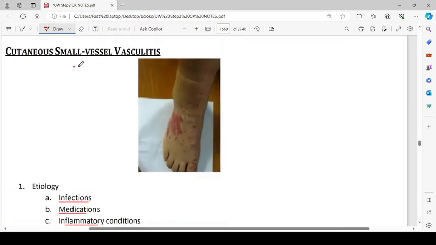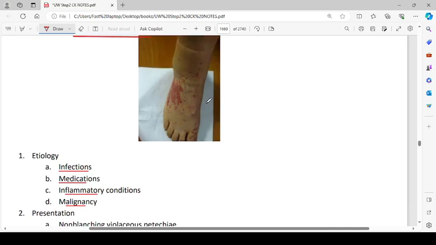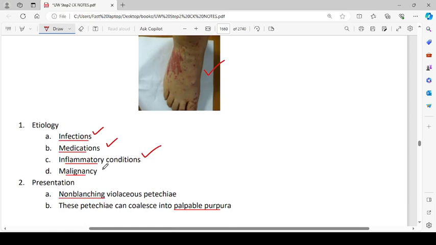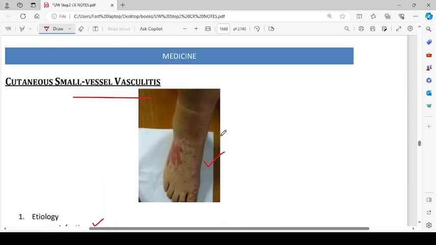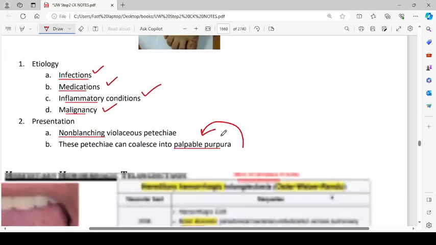Then we have cutaneous small vessel vasculitis, like this. So etiology is infection, medications, inflammatory conditions, and malignancy. Presentation is non-blanching violaceous petechiae. These petechiae can coalesce into palpable purpura. I think it is Henoch-Schönlein purpura that they are talking about, because that is a small vessel vasculitis, and that small vessel vasculitis presents with cutaneous non-blanching purpura. But okay, let's call it cutaneous small vessel vasculitis and move on.